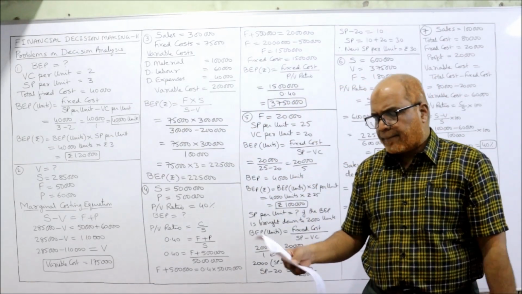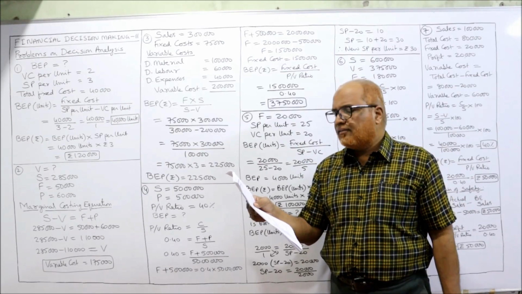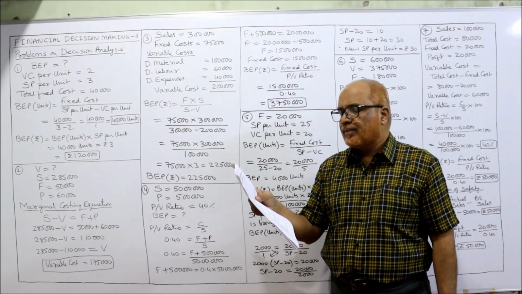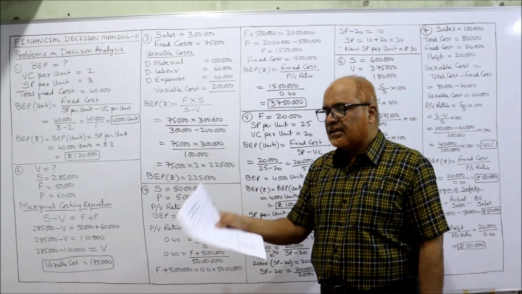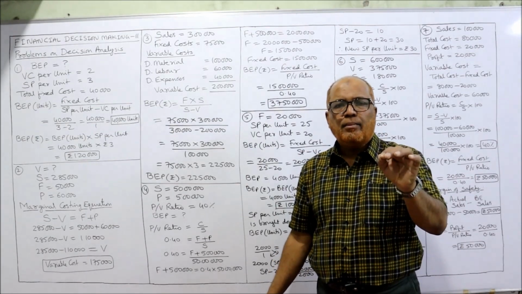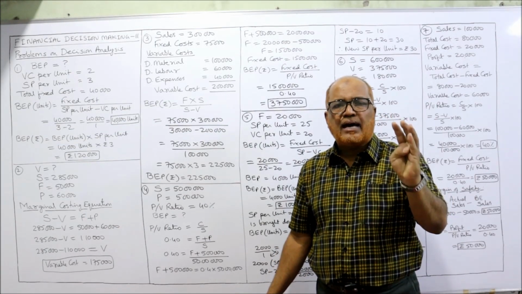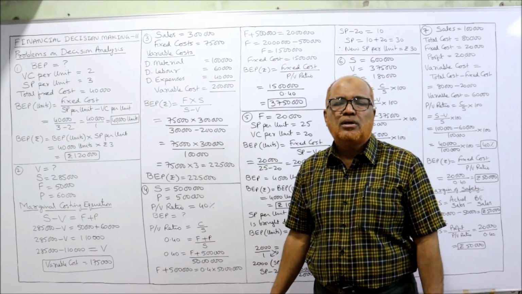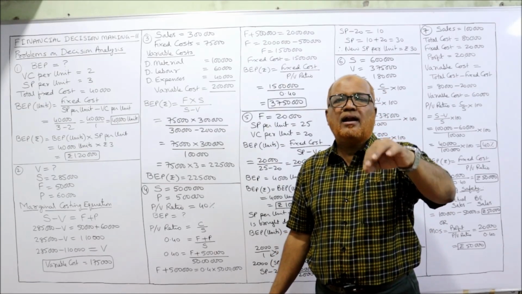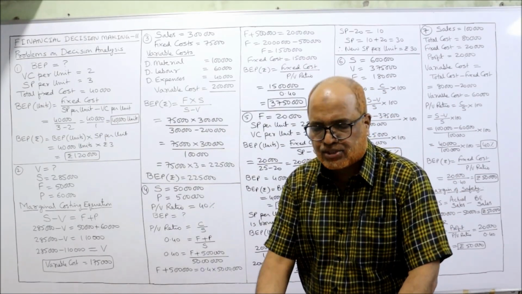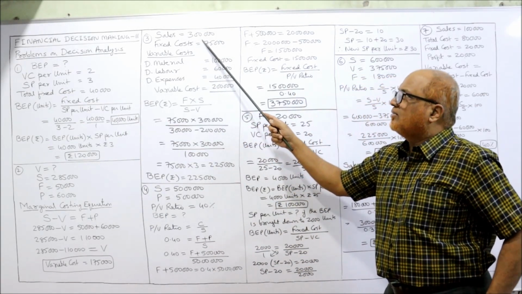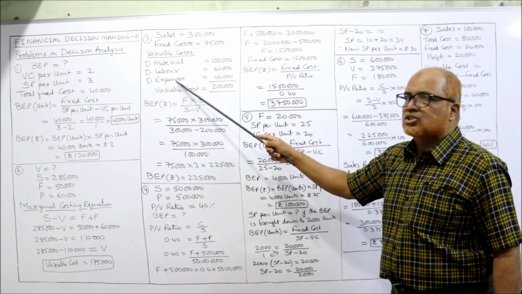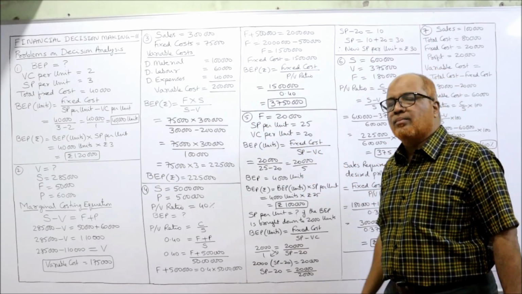Now, problem number 3. Calculate the break-even point from the following figures. Sales are given as 3 lakh. Fixed expenses are given as 75,000. Direct material, direct labor, direct expenses. Now a new point, remember: if you combine direct material, direct labor and direct expenses, you will get the variable cost. So here sales are 3 lakh, fixed expenses 75,000, and adding up the three direct items, 2 lakh rupees is the variable cost.